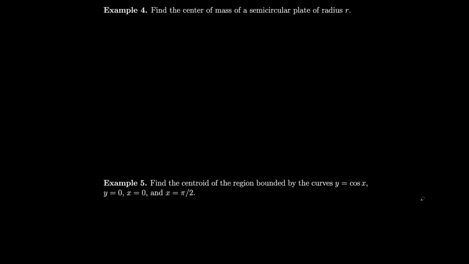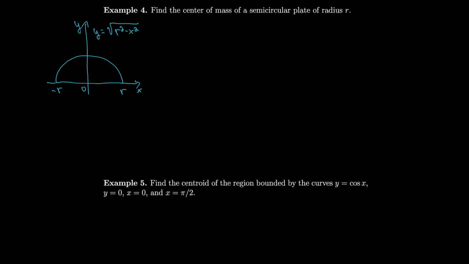Let's find the center of mass of a semicircular plate of radius r. So we'll draw our semicircular plate. Maybe it looks something like this. Here's r, here's minus r. Here's my x-axis and my y-axis. So this is y equals the positive square root of r squared minus x squared.